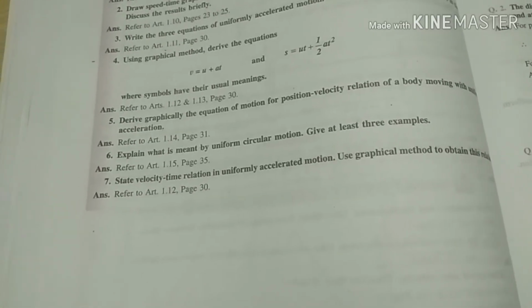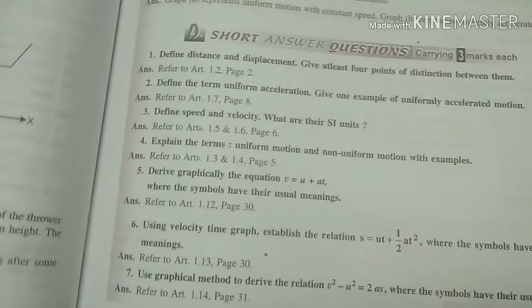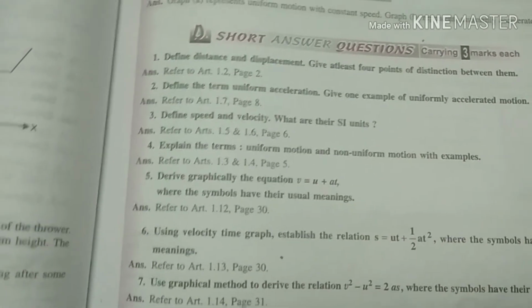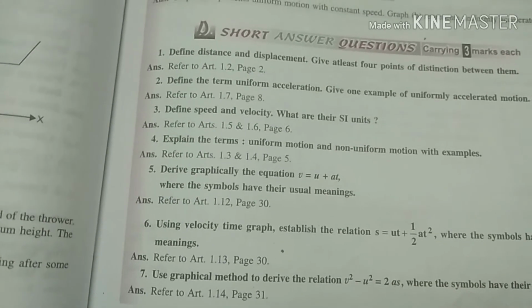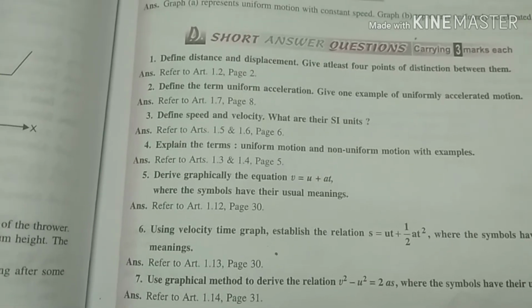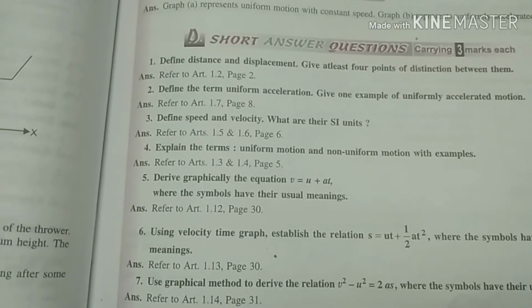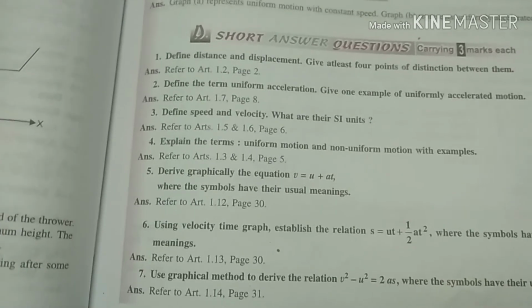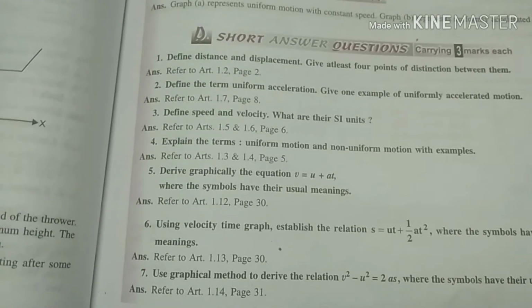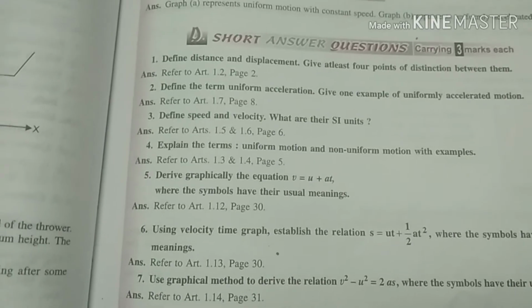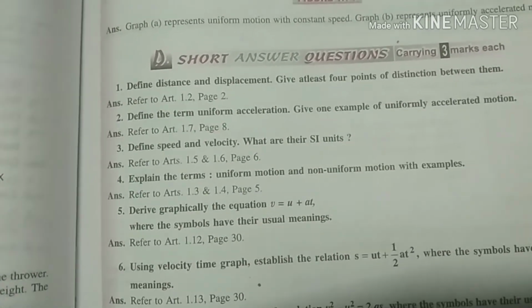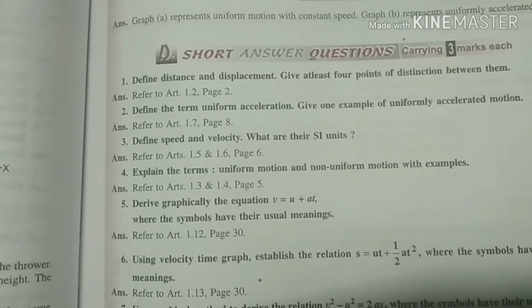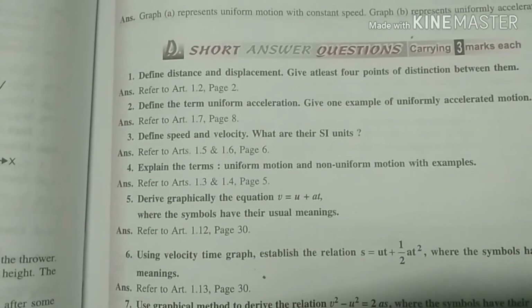Now let's see some of the important 3 marks questions. In the 3 marks you would basically be asked the difference between distance and displacement, or the difference between speed and velocity, and their SI units. You should be very clear with all this. Then all the derivations or the establishment of relationships of the 3 equations of motion, and the definition of uniform motion and non-uniform motion with their examples. By this time you should be very clear with all these things.